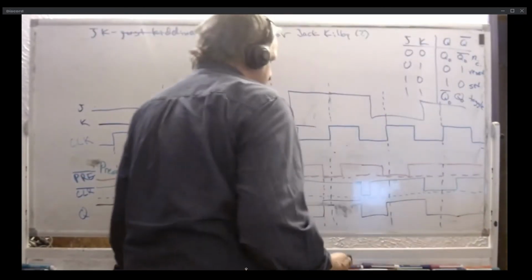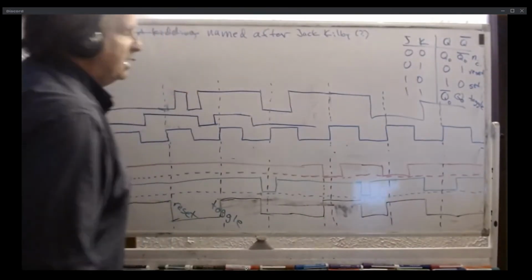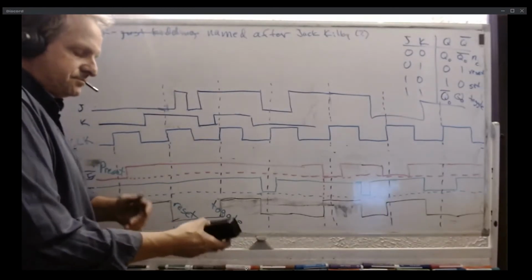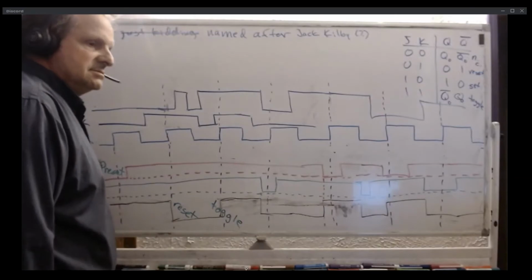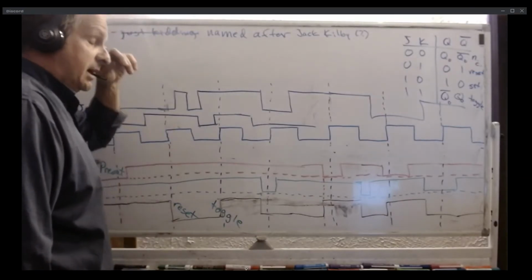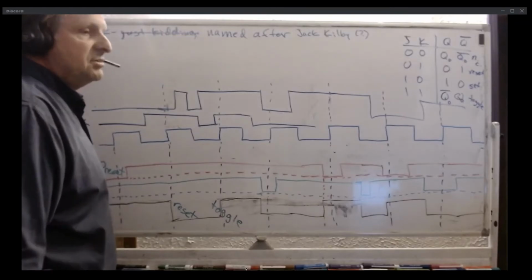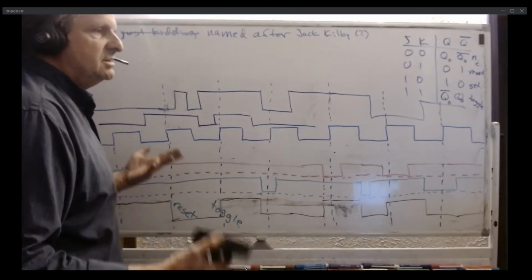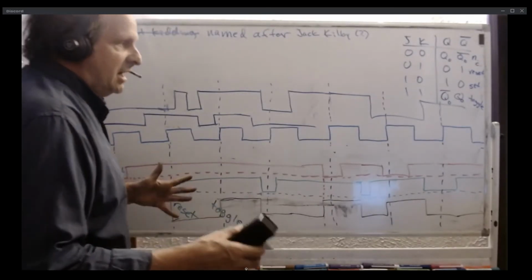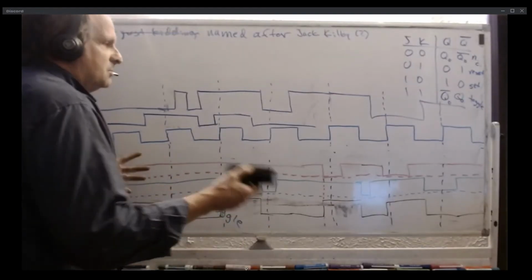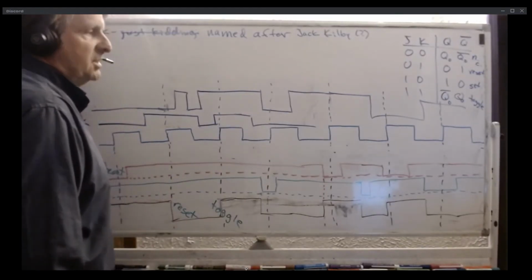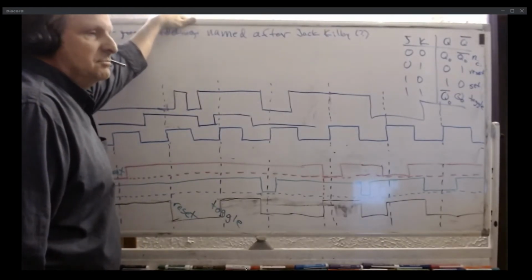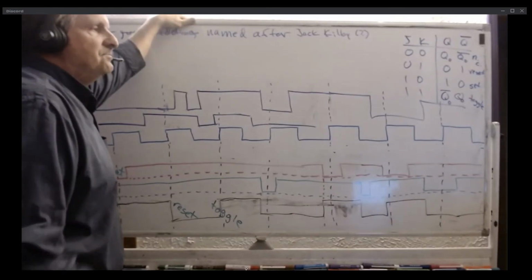I wanted to show you this because some guys actually use a JK or a D. They just use preset and clear. They don't care about clock. They don't care about J or K or D or whatever. They just use preset and clear because they want to latch in that an event happened and then clear it with some other signal, like a reset button. Some guys just use a flip-flop for that reason.